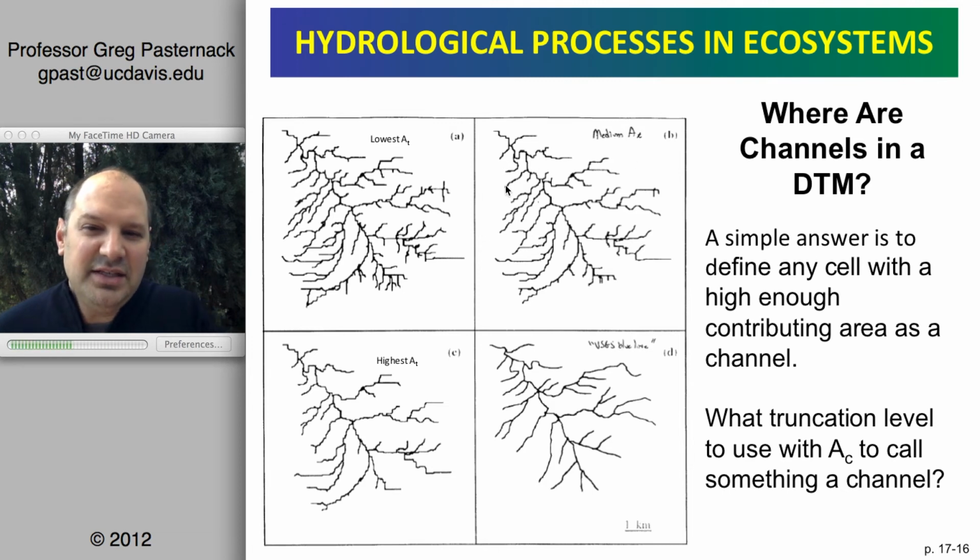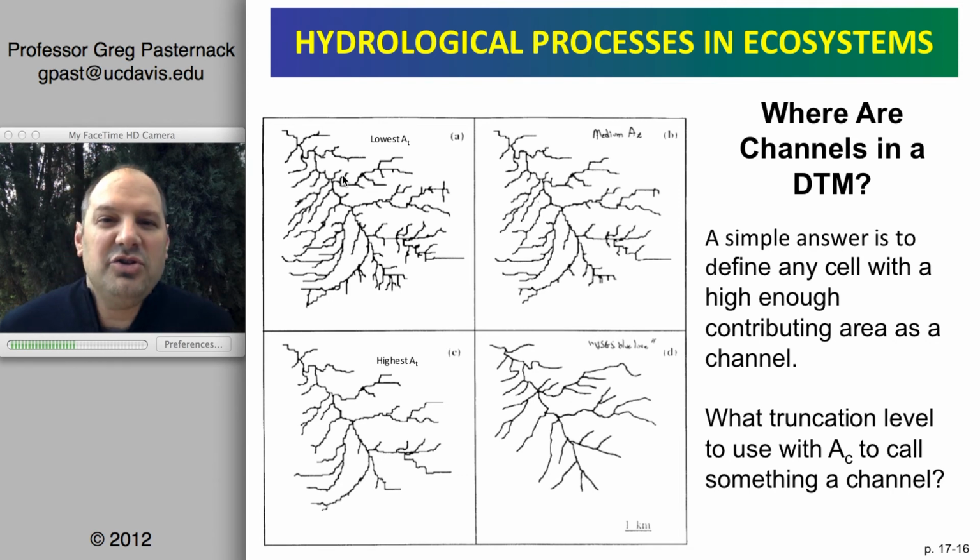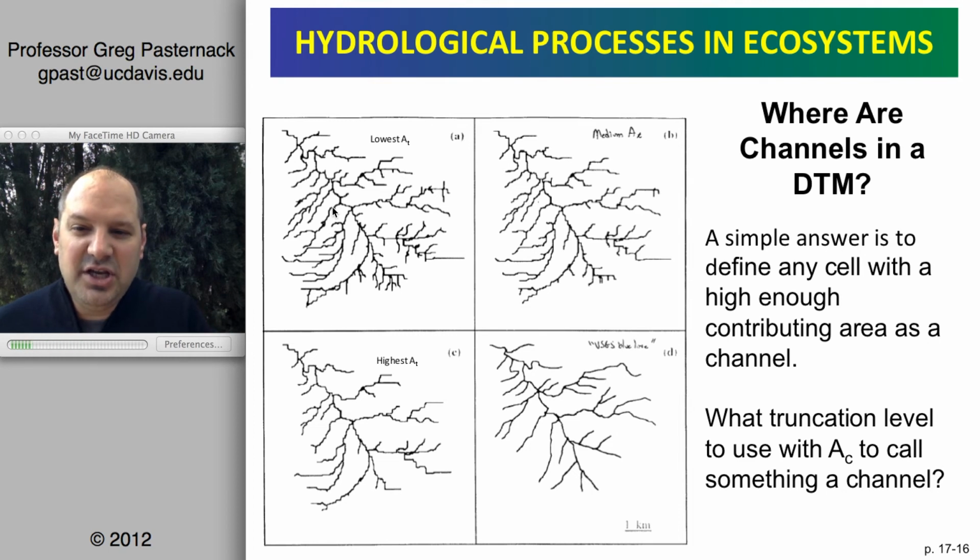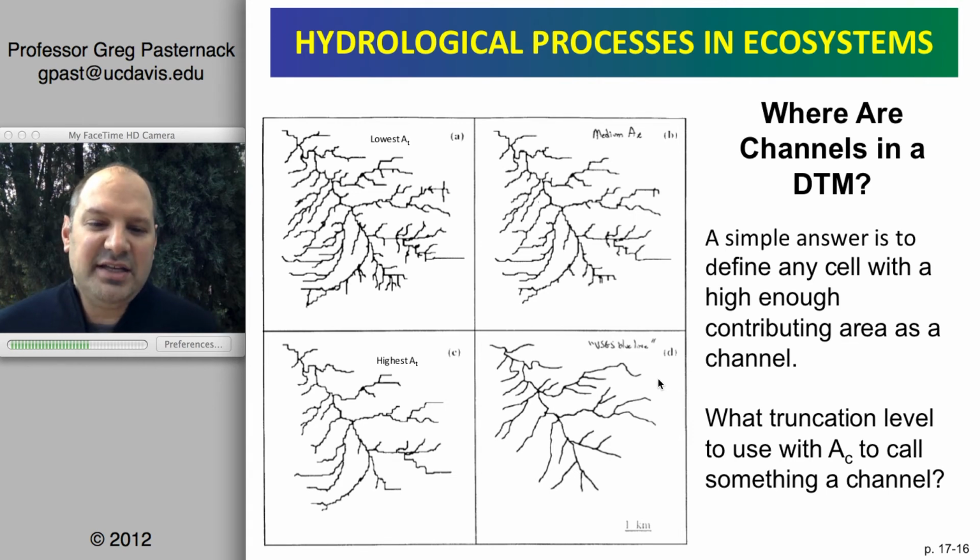And so in this case, we could say the same watershed, and we could say, well, let's assign a very low contributing area to call it a channel. Then the channel network is going to be highly articulated. One thing we could do is we could use what's called the USGS blue lines.